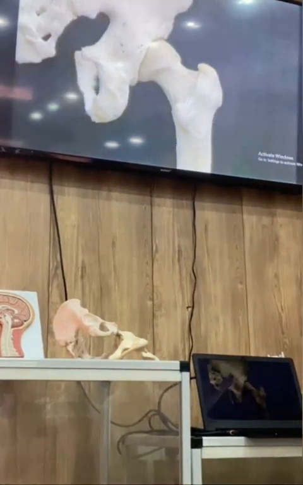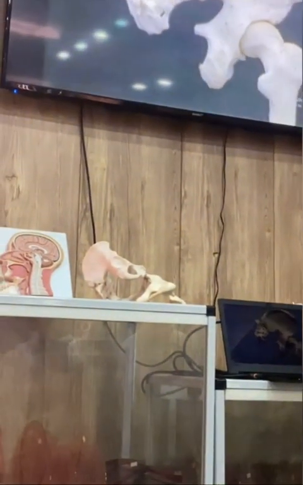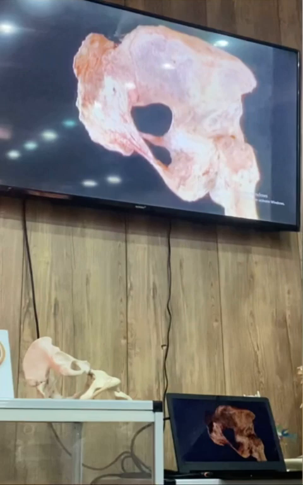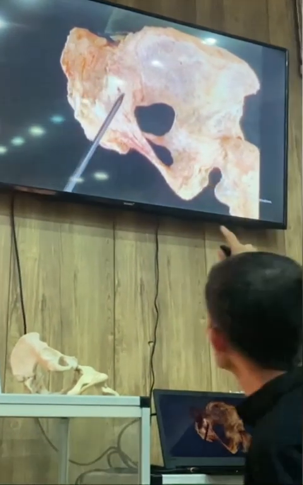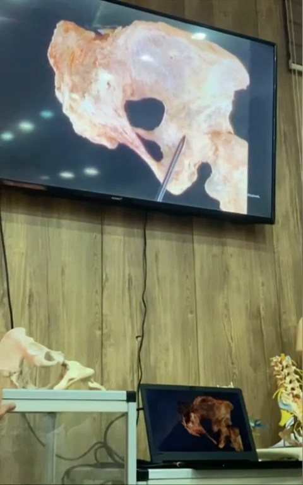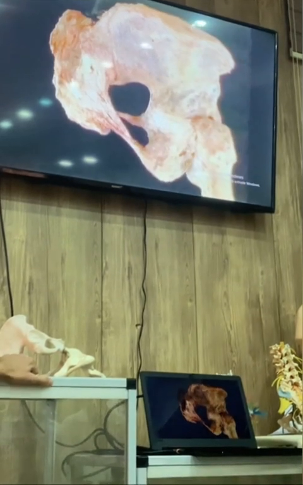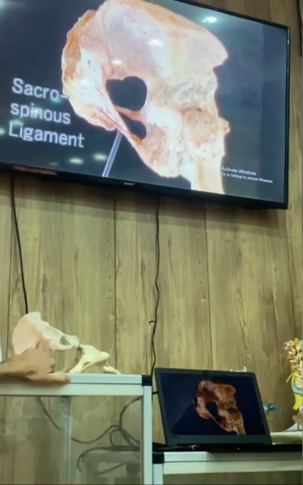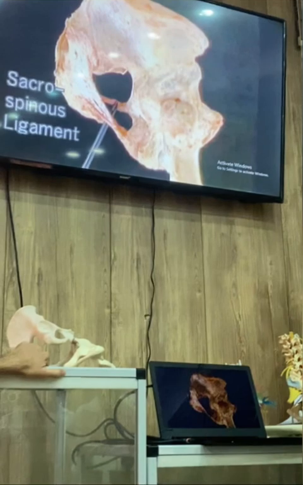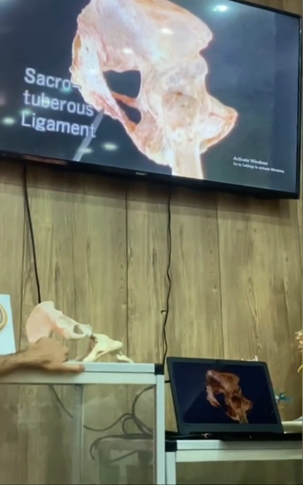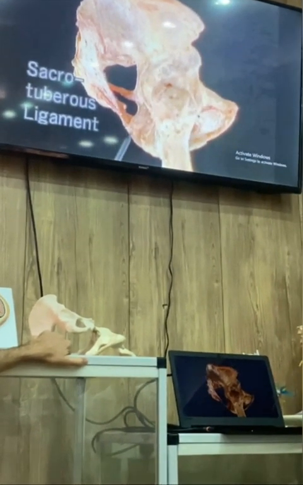Now that we've looked at the dry bones, let's see how they look in the living body. The big gap between the sacrum and the ischium is bridged by two massive ligaments. The sacrospinous ligament goes to the ischial spine. The sacrotuberous ligament goes to the ischial tuberosity.